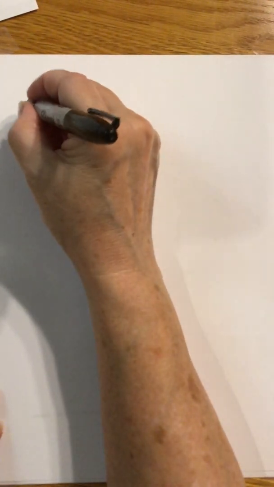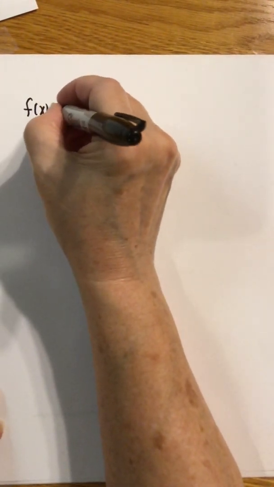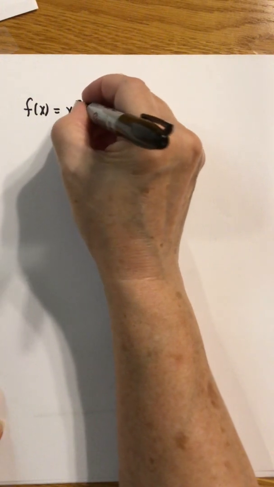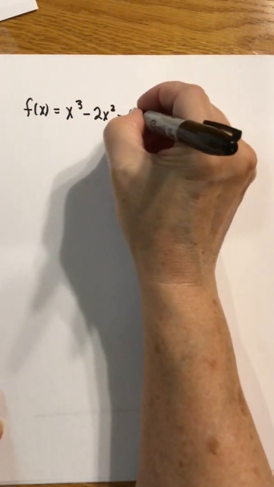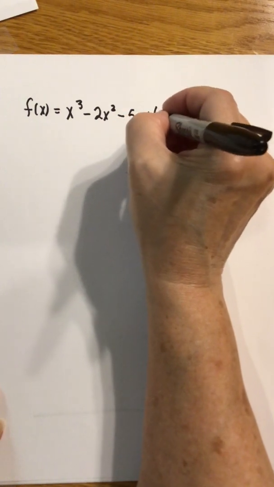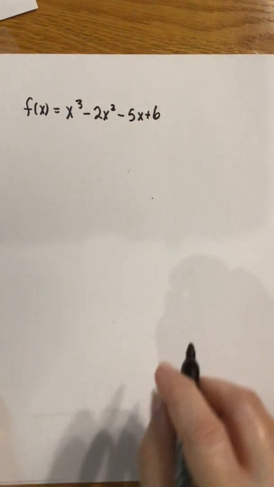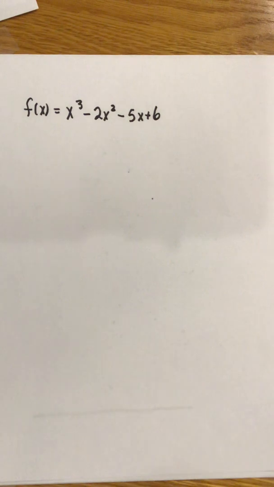Okay, the next thing we're going to do is find out where a function is equal to 0. So we're going to start out with our graph. We have f of x equaling x to the third minus 2x squared minus 5x plus 6. So that's going to be our function. And our function is going to look something like this.